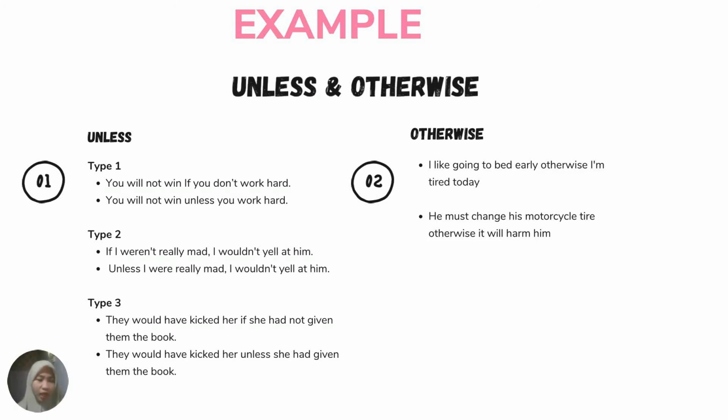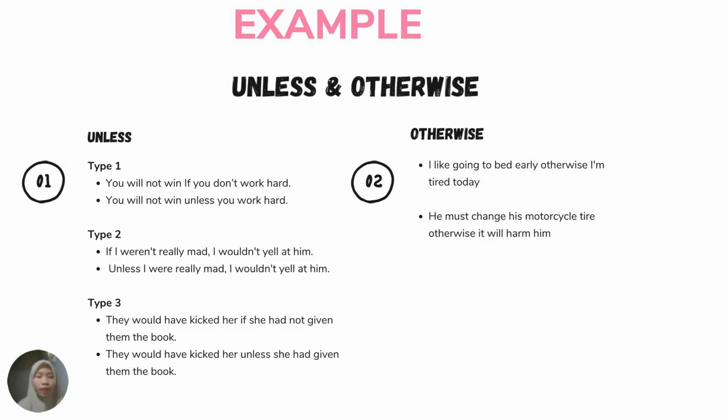And for the type 3, we have: they would have kicked her if she had not given them the book. And if we change it, it becomes: they would have kicked her unless. So we remove the word if to become unless she had given. We don't use "she had not" anymore, because once again unless contains negative meaning, so it is only "she had given them the book."